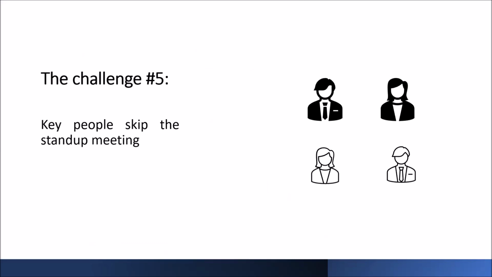So, including the Scrum Master, they skip the stand-up meeting. When the key members skip, that means they're absent from the stand-up meeting, the other members also start showing absence. So it may so happen that at certain times either the stand-up meeting starts late or the stand-up meeting gets cancelled because nobody has joined, which is a very dangerous sign for Scrum. So this is the fifth challenge.